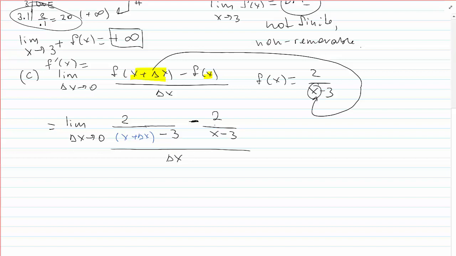So what we can do is go ahead and find the common denominator. The common denominator here would be the product of these two denominators. So we have x plus delta x minus 3, that's one, and then x minus 3 would be the other. Okay? And then we're going to take the first fraction right here and multiply it by that other denominator, while we take this fraction right here and multiply it by the first fraction's denominator.